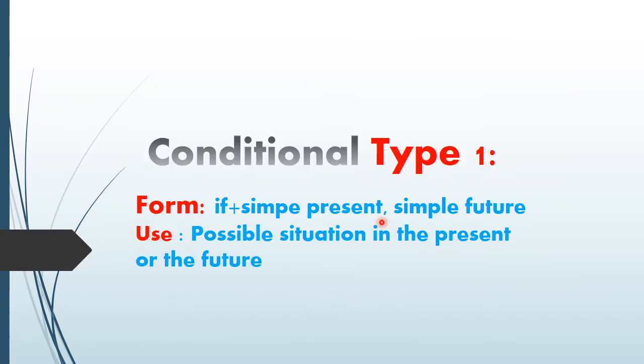Conditional type 1. Okay? Conditional type 1 because we have a condition and we have a consequence or a result. So here we have the form, it's if plus simple present plus simple future, and we have a comma here. Okay, if it rains, comma, I will stay home. Or you start by this one, you don't put a comma, I will not go out for a walk if the weather is not sunny. Why do we use this one? We use it for possible situations in the present or future. Okay.